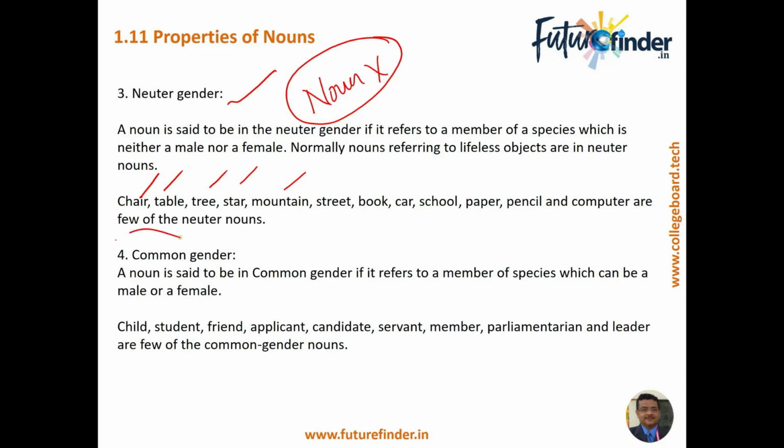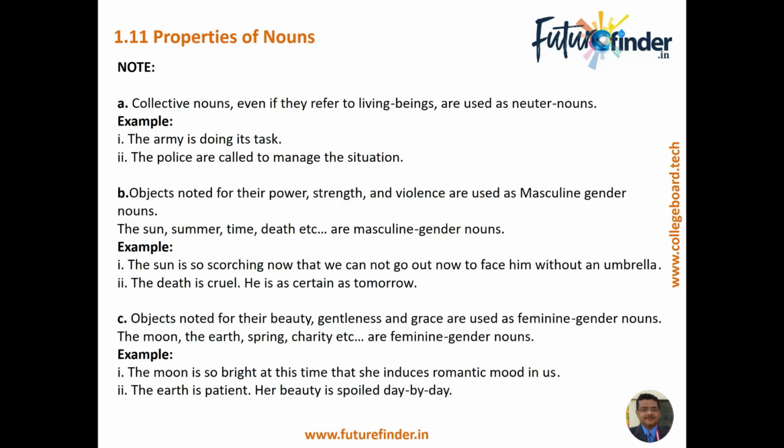And then there is the common gender. These are nouns that have a gender, but it is not explicit. The noun does have a gender, but it is not explicitly mentioned, like child. A child could be a female child or a male child. Student, friend, applicant, candidate. All these are common gender nouns. Now we come to some notes.